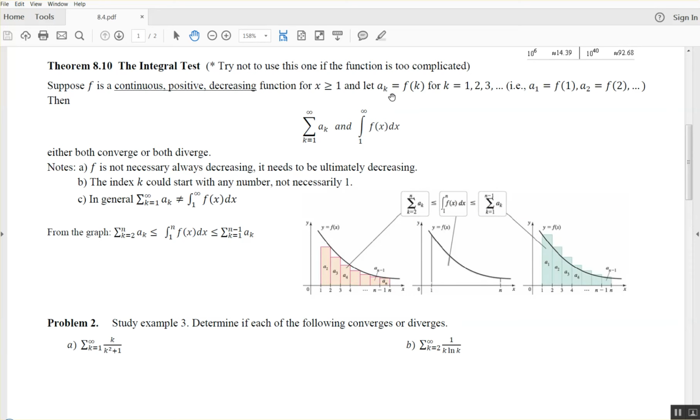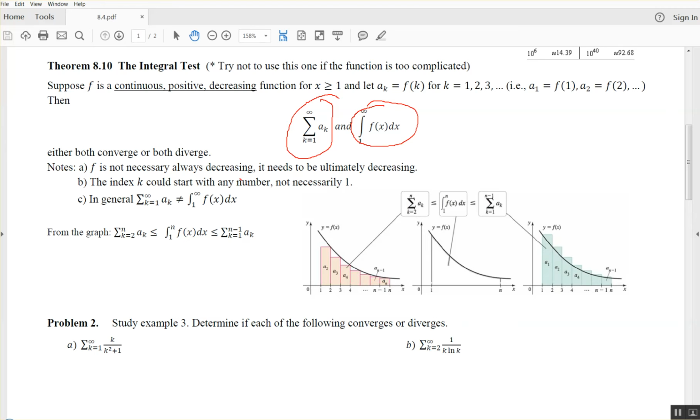And let a_k be f of k for k from 1 to infinity and so on. That means a_1 is f(1), a_2 is f(2). So if you have the series 1 over n, then your f of x is 1 over x. That's what it means. This theorem says that the series and this integral converge or diverge at the same time. They either both converge or both diverge.